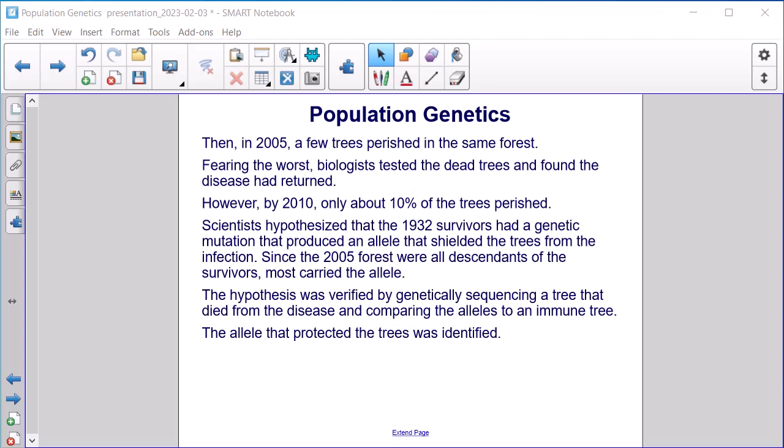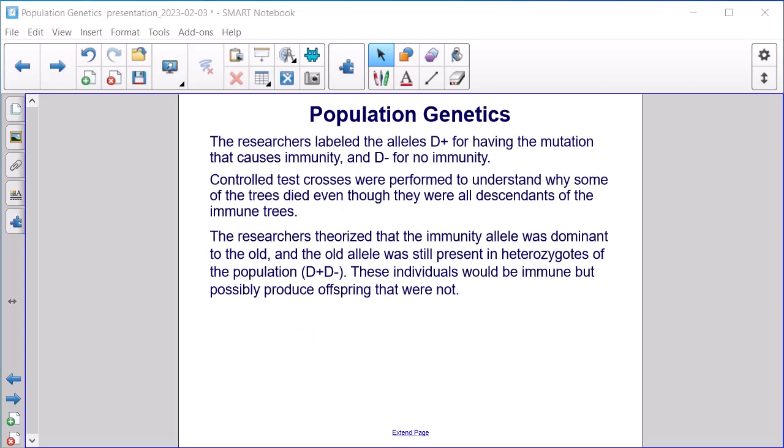The hypothesis was verified by genetically sequencing a tree that died from the disease and comparing the alleles to an immune tree. The allele that protected the trees was identified. The researchers labeled the alleles D+ for having the mutation that causes immunity and D- for no immunity. Controlled test crosses were performed to understand why some of the trees died, even though they were all descendants of the immune trees.